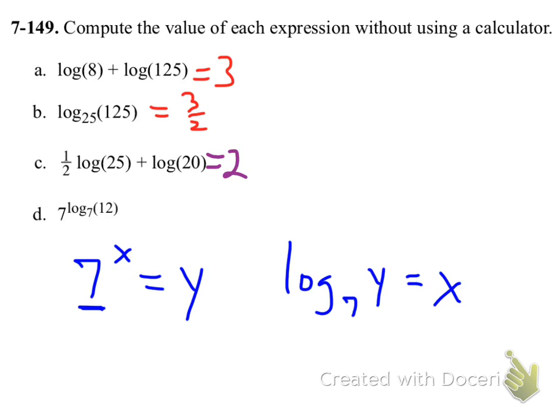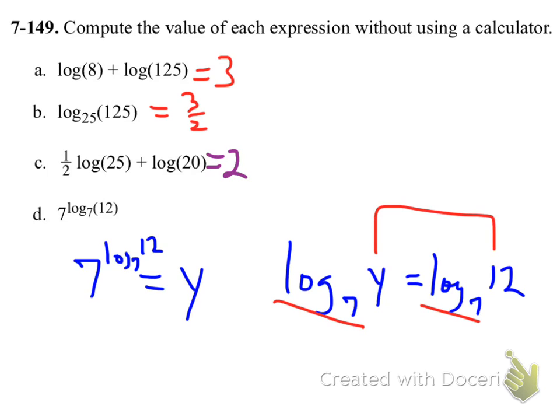So once I have this, now what I can do is say, well, it's not actually an x here. It is this exponent, log base 7 of 12. So I can replace this x over here with log base 7 of 12. So now that I have a log base 7 and a log base 7, these two have to be equal to each other. So this equals 12.